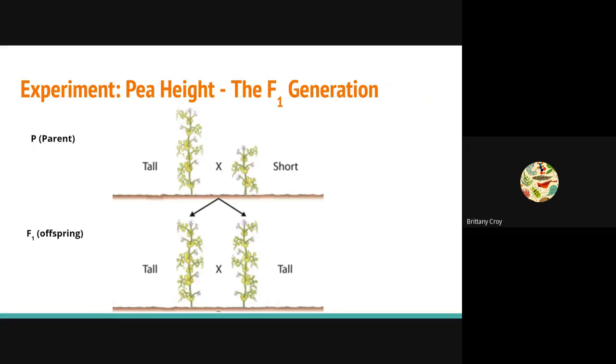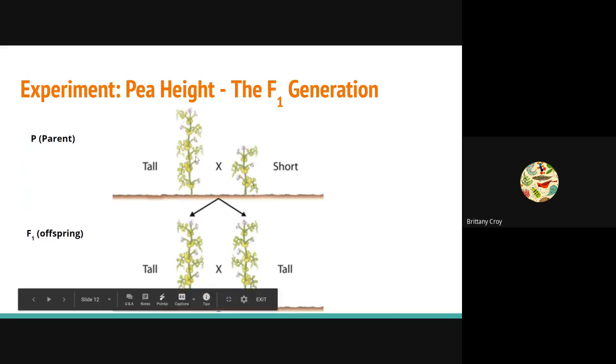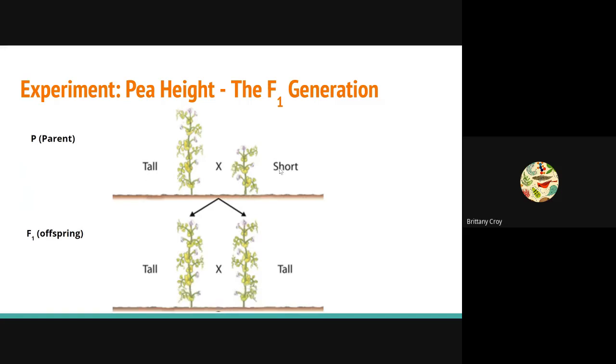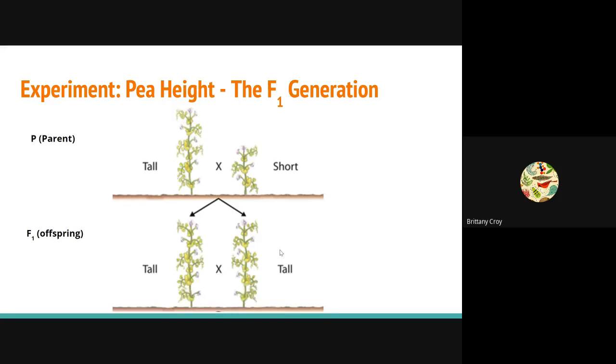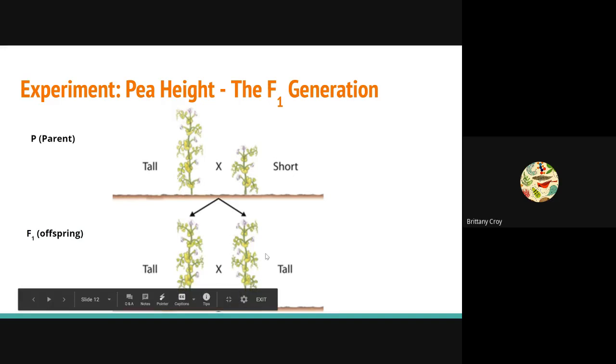Let's look at another example. Mendel studied the height of the pea plants, and we call the parent plants up here the P generation, and we call the offspring the F1 generation. So Mendel crossed tall and short plants, and all of the offspring were tall. That tells us that tall is the dominant trait. We already knew this, we expected this. Now Mendel's going to take it one step further. He's going to let these offspring self-pollinate. So these tall plants are going to reproduce with these tall plants.